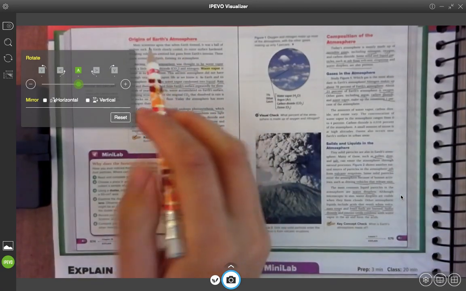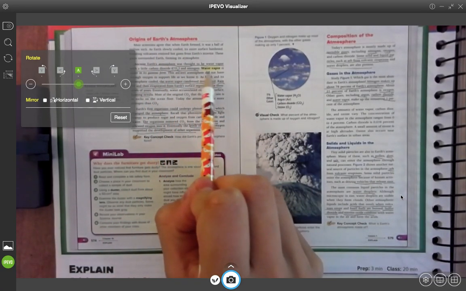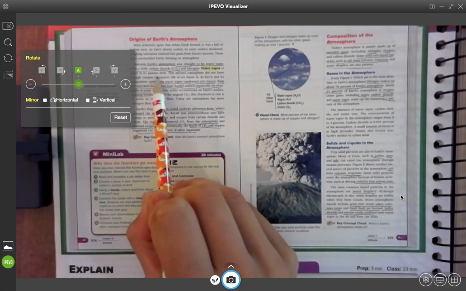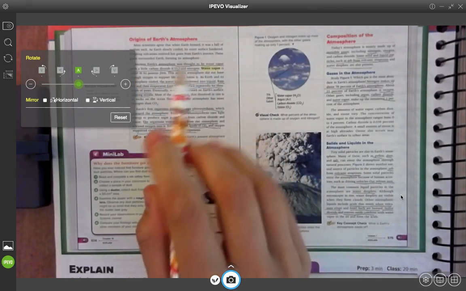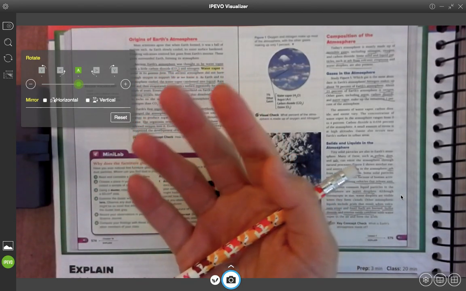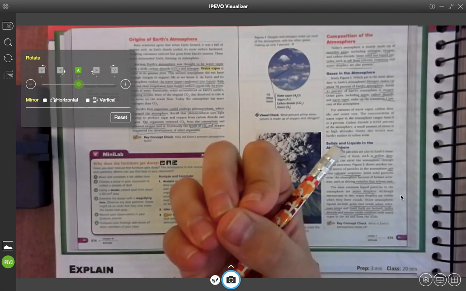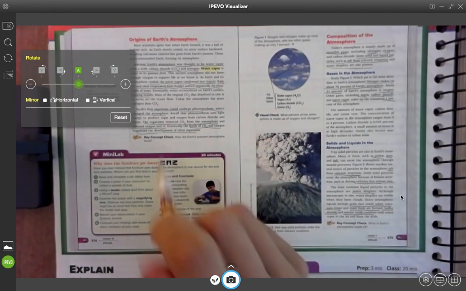So, origins of the atmosphere, and here's a vocabulary term: water vapor. Water vapor is water that's in its gaseous form. So it's like if your windows get foggy, that's that water vapor that happens on your glass.